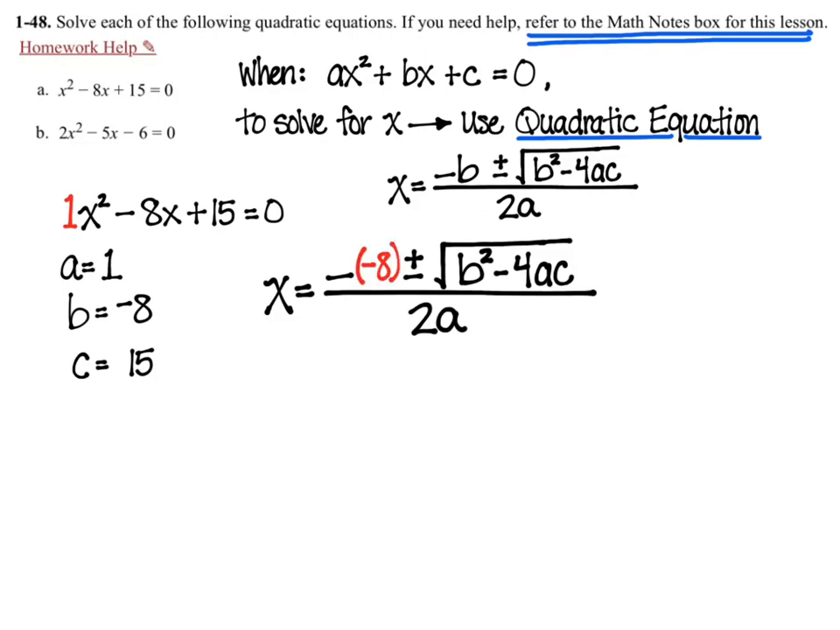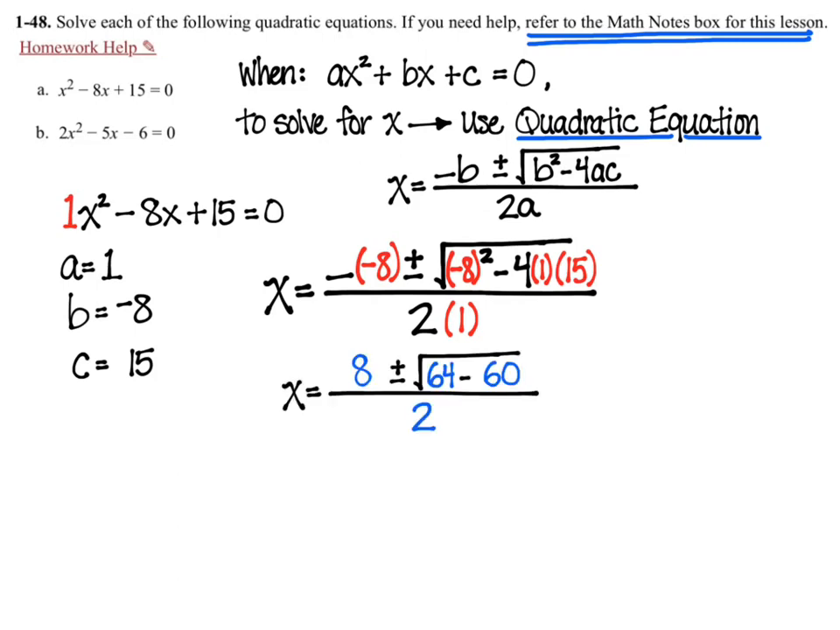Wherever we see a B, we're going to put a -8. Make sure you see I put parentheses around it so that you don't forget the fact you're going to distribute this negative to that -8. I see another B. Where I see A, I'm going to write 1. Where I see C, I'm going to write 15. And then down in the denominator, I have a 1. And now we're going to simplify those things.